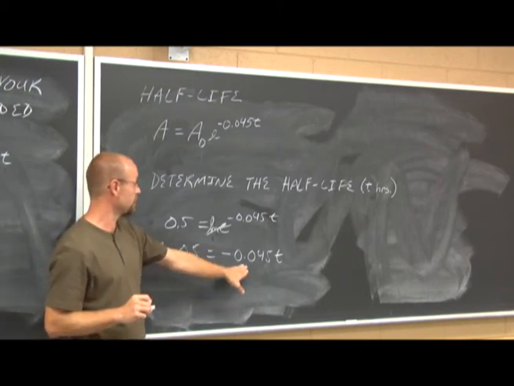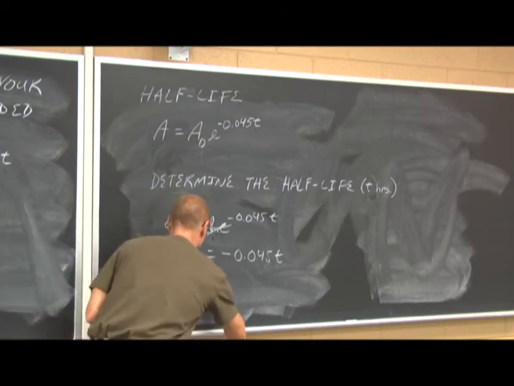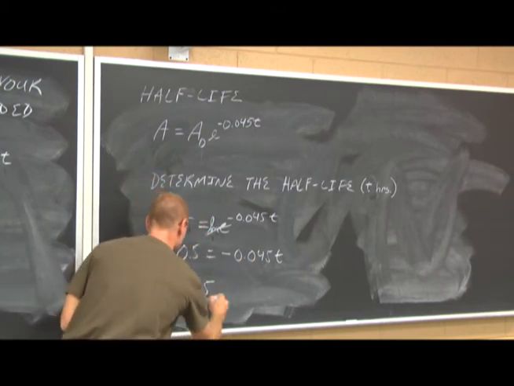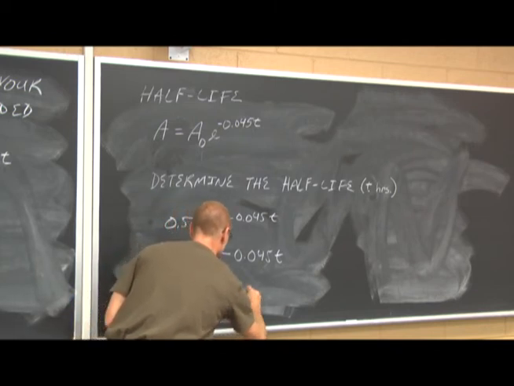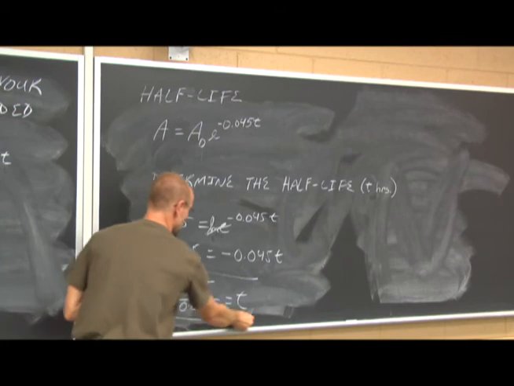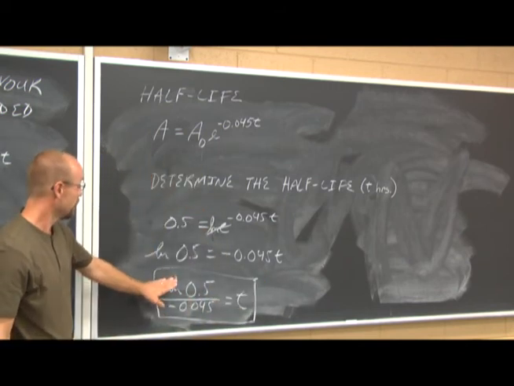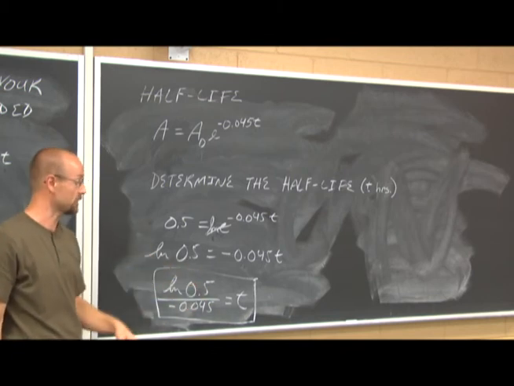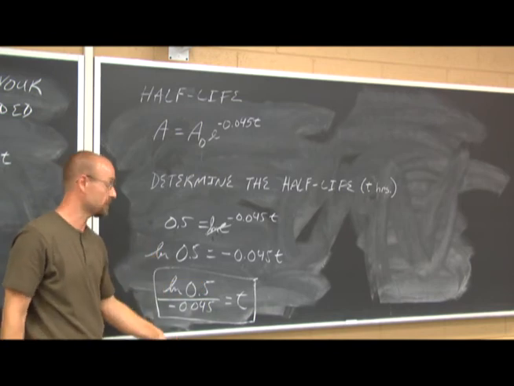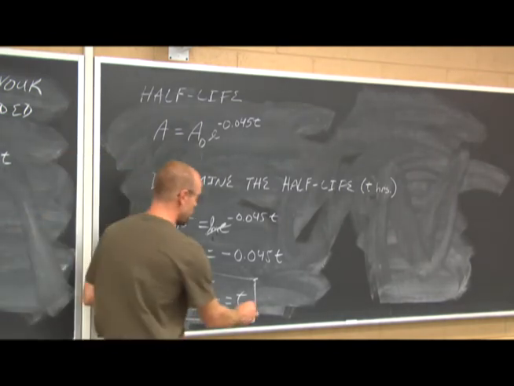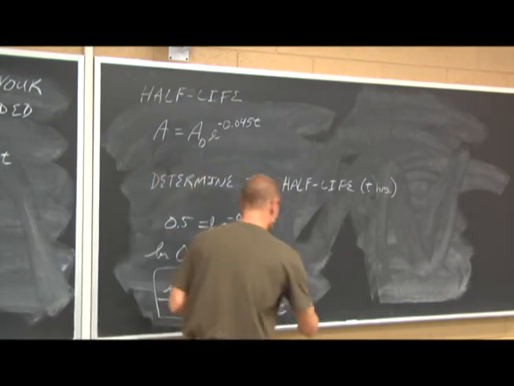Now, to get t by itself, I just have to divide by this value. So I get ln 0.5 divided by negative 0.045 equals t. This is the exact value. So now that's something I can plug into my calculator. I can hit ln of 0.5, hit enter. Divide that answer by negative 0.045, hit enter, and I will know what t is. And if I do that, I'm going to have to approximate, because that's what calculators do.